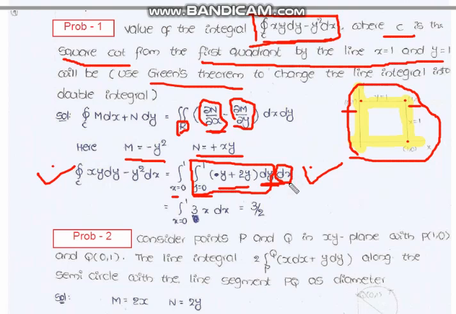x. So that's why you have to solve this integral. So based on that concept we will get the answer 3 by 2. So this is your answer 3 by 2 by using the Green's theorem. By using Green's theorem. Next one example, problem number 2, that we'll see.